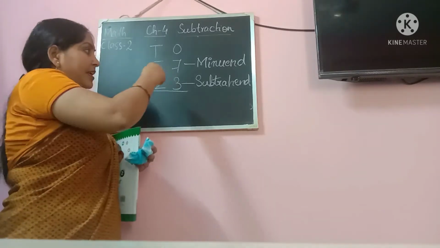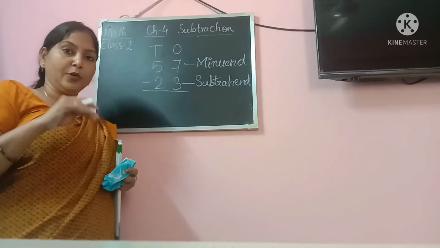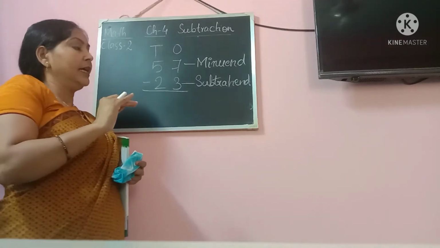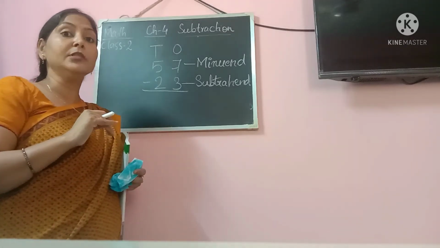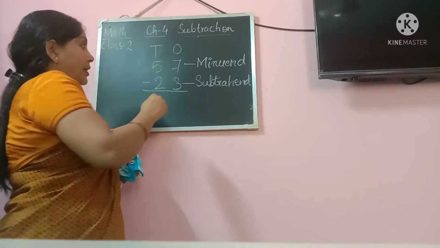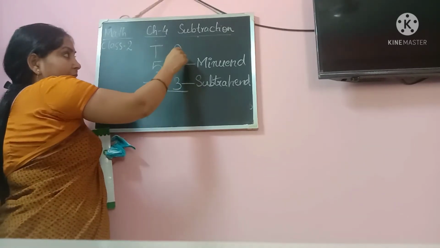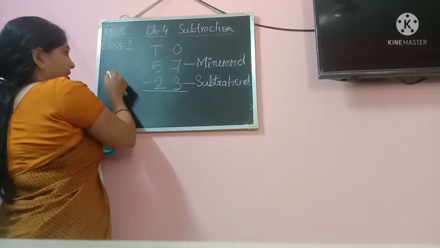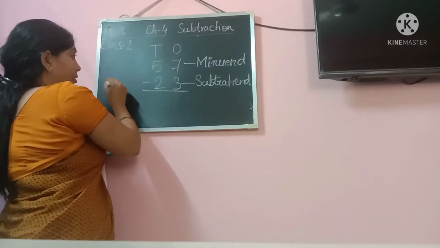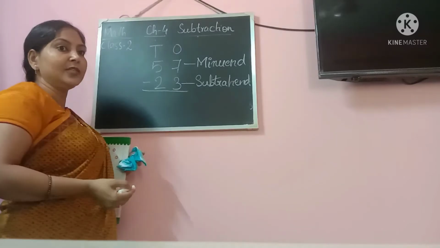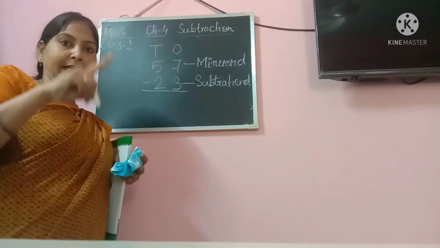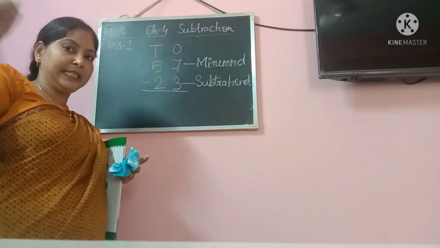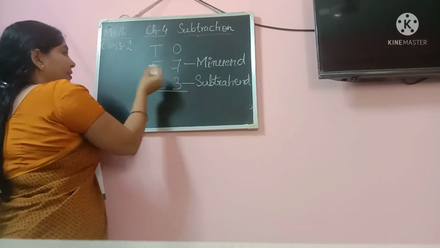Now after knowing these two names, what do you have to do? We have to subtract. Now let us do the subtraction. First we will start from the ones place. In the ones place, 7 is the number. Like in class 1 you learned subtraction by counting the standing lines and then cancelling, we will also do the same thing.